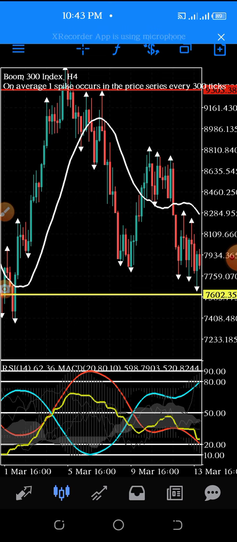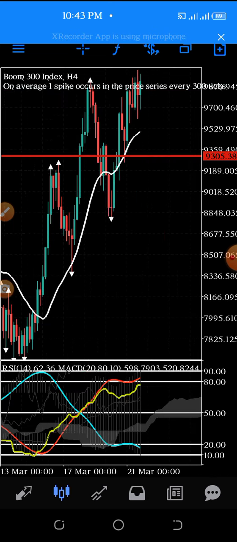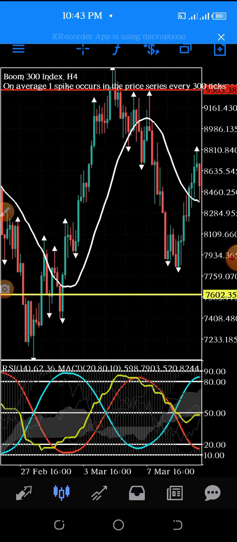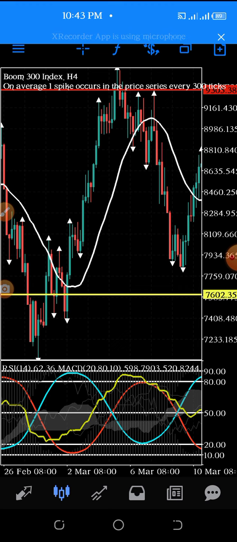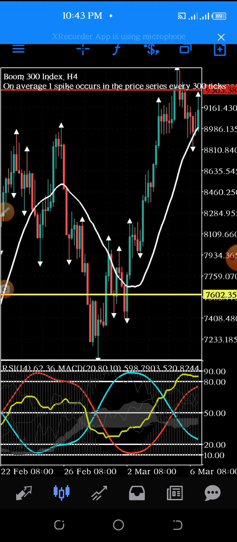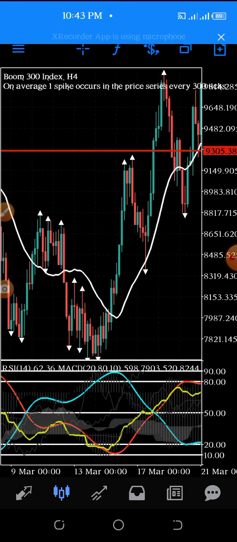Okay, having said that, let us check trend line. Using trend line to catch a spike. I think that is the next thing. I'll show you. Okay, let me show you here.